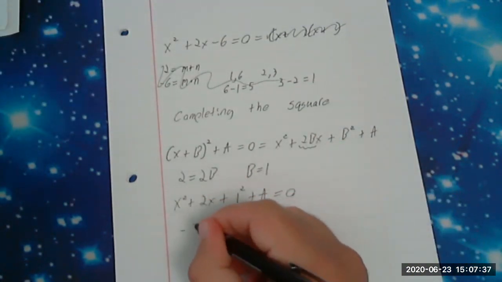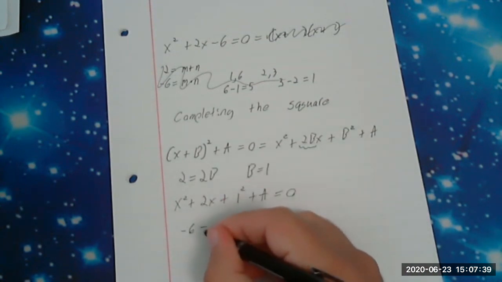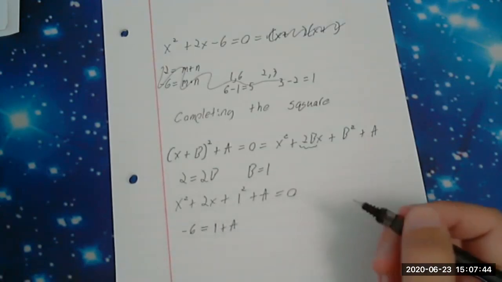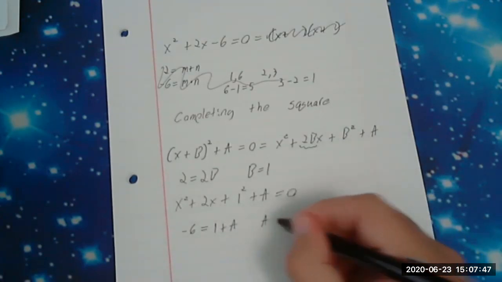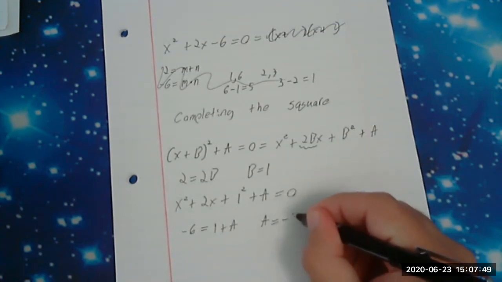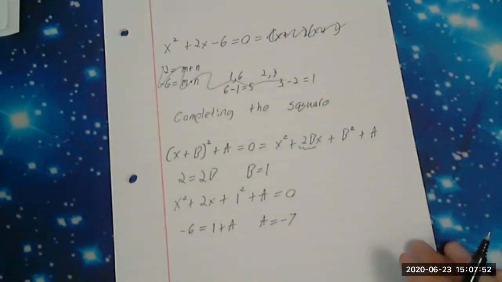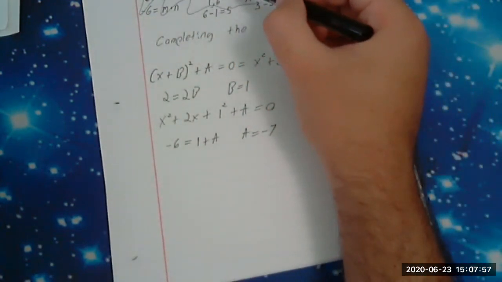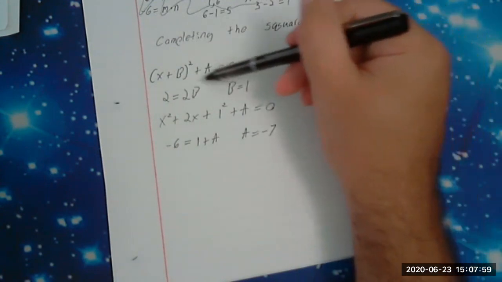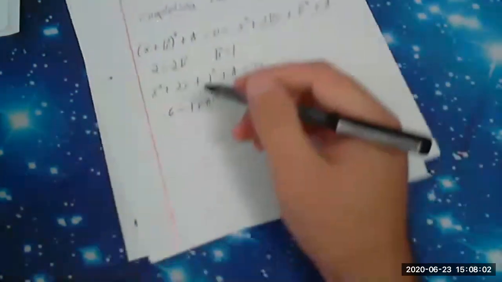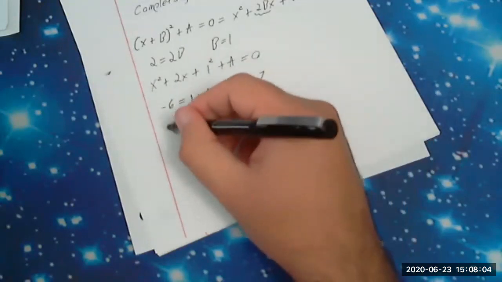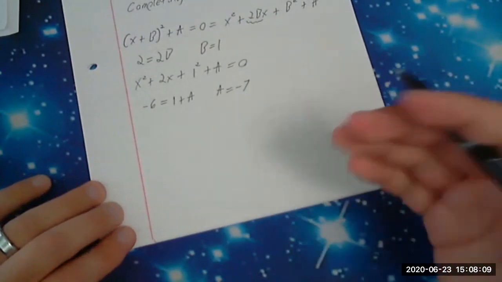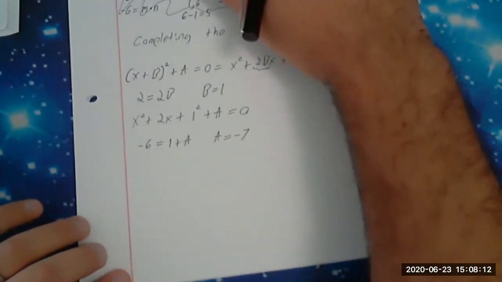So in this case, we get -6 equals 1 plus a. A equals -7. So point being, we can take this thing and we turned it into this. So this is how we create it. I'll show you the more correct way of solving it, but this is where the idea comes from.